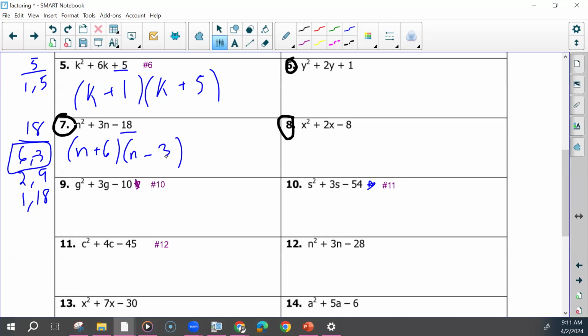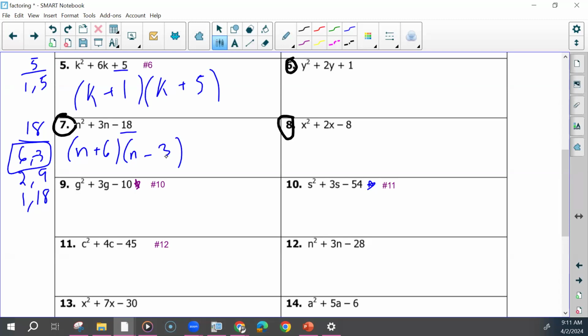So if you like to think about these as general rules, when you see two addition signs, plus plus, your two factors will have two addition signs. When you see a negative at the end by the constant, one of your factors will have a negative. It'll usually be the smaller number.